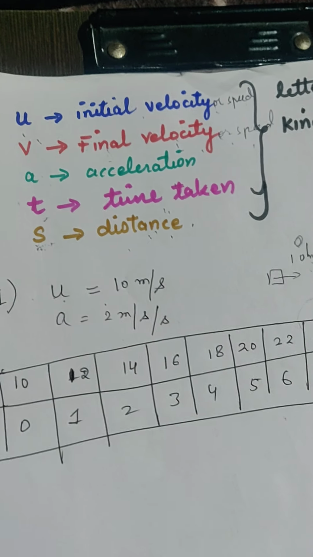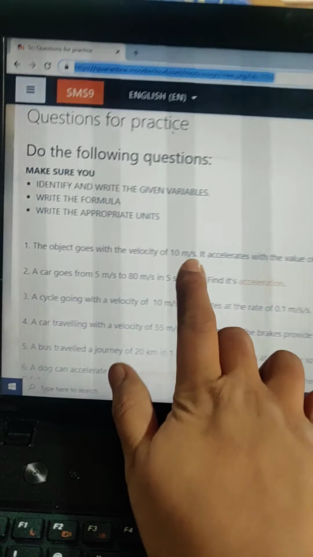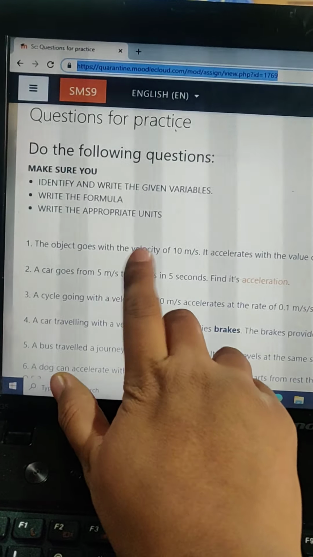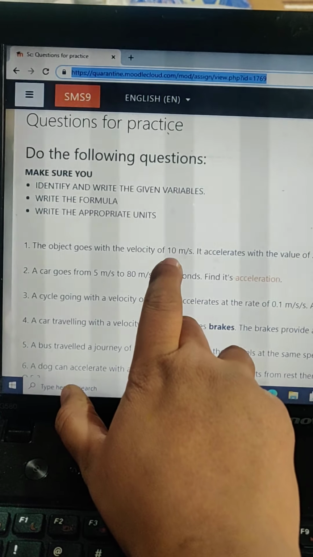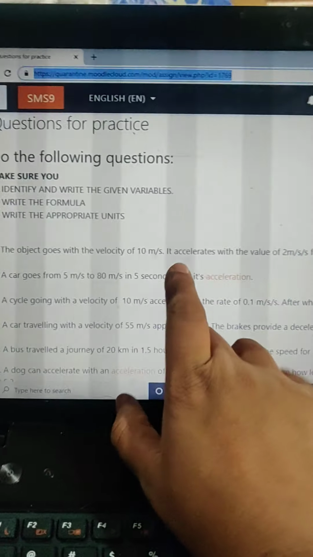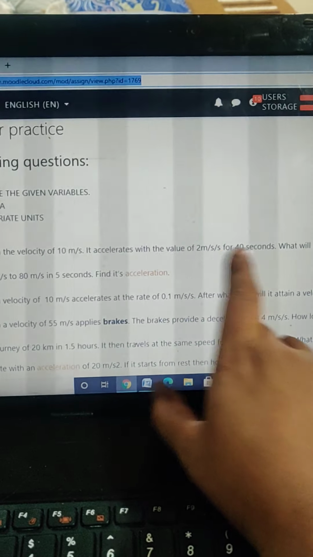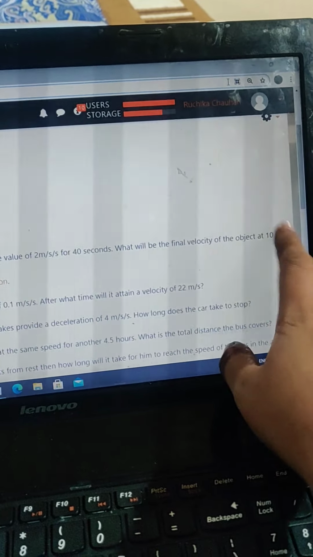Now, question number 1 was, if you see here, the object goes with a velocity of 10 meter per second. This means when you start observing the object at t equals 0 seconds, it had this velocity of 10 meter per second. Then it starts accelerating with the value of 2 meter per second squared for 40 seconds. What will be the final velocity of the object at 10 seconds?